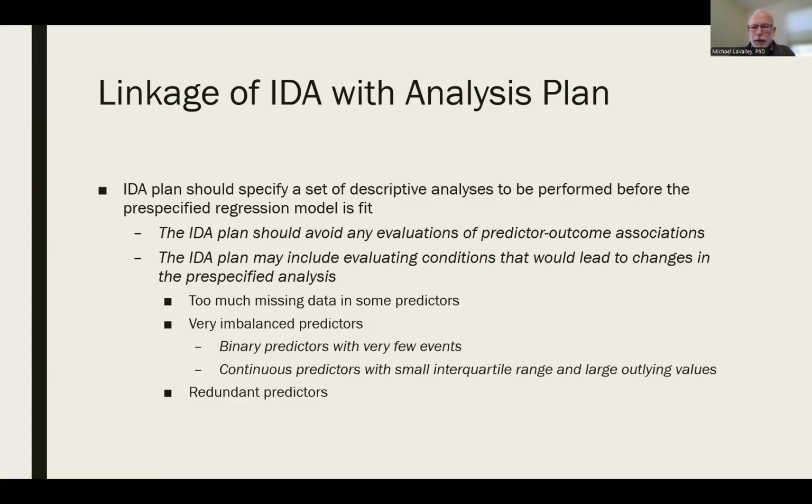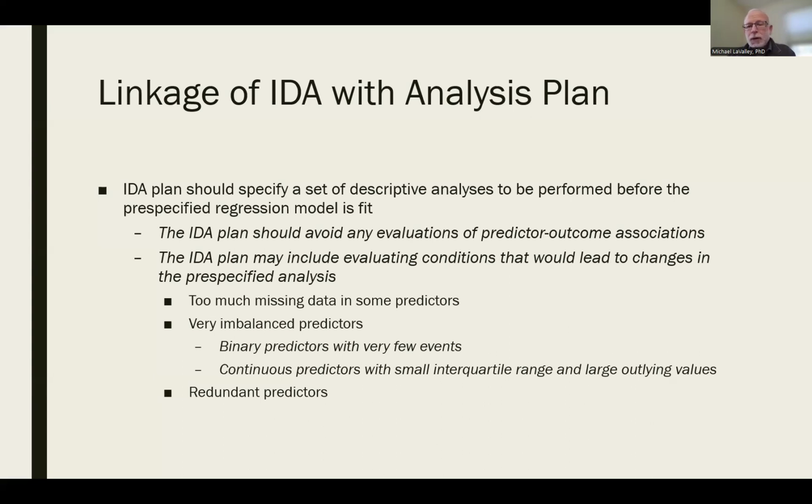And the plan for the initial data analysis should include some ideas about how we might modify our analysis implementation plan, depending upon what we find when we do this initial data analysis. If we find too much missing in some predictors, we may have to rethink including those predictors. If we find predictors that are really unbalanced, so this would be a binary predictor with very few events, or very little variation in the values. Or continuous predictors where you've got a really tight range of values and then all of a sudden some huge outlying values that aren't necessarily things that you can just ignore.